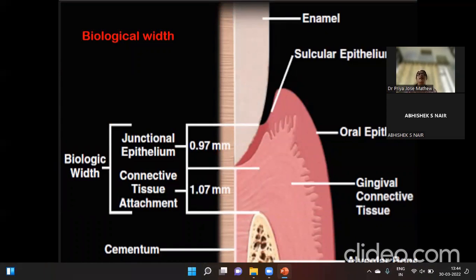Now, this is the figure that is showing the biological width. Biological width is the area of junctional epithelium and the connective tissue, that is 2.07 mm of that measurement is known as the biological width. If you give a subgingival margin, this area can show biological width violation, which may be an inflammation or cyanosis.